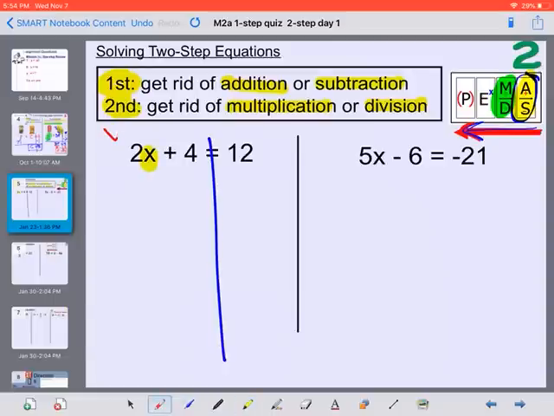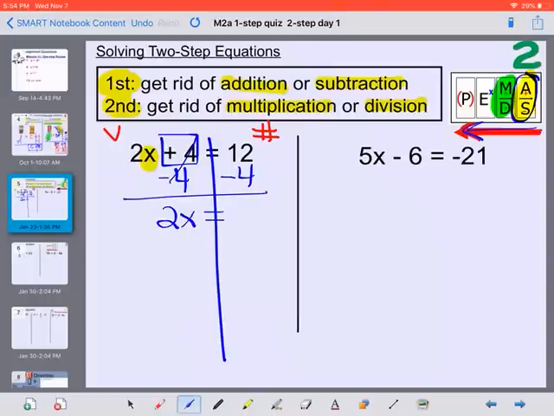So I'm going to put a box on this side. Our variable's over here, so we want all the numbers to end up over here. Remember, we need to do the inverse or the opposite of whatever we see. So first, getting rid of adding or subtracting, to get rid of this plus 4, the opposite would be subtract 4. So those eliminate, and we have 2x equal to, now 12 minus 4, 12, 11, 10, 9, 8 would be our answer there. But we don't have x by itself yet.